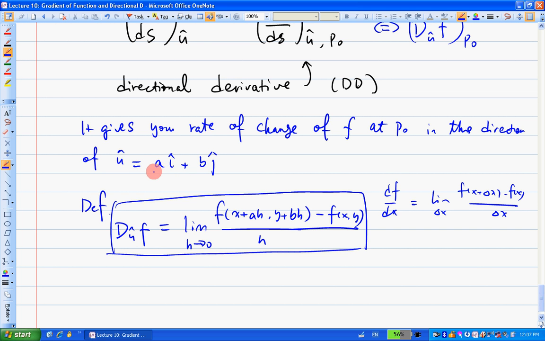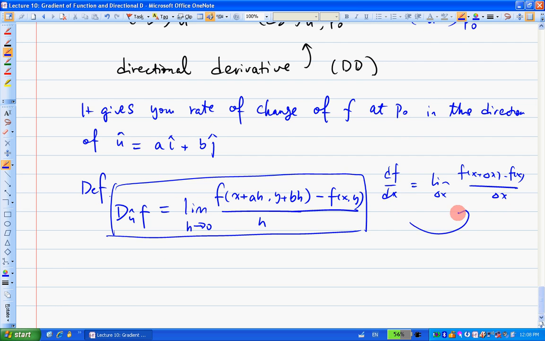Direction u hat basically means the x will change with a multiple of a, and the y will change with a certain multiple of b. If you're currently at the x here, then the next step is going to be x plus a certain multiple of a. So that's why here it's x plus ah, y plus bh. That represents a small change of this original x, y in the direction of u hat. Was that right? Okay.